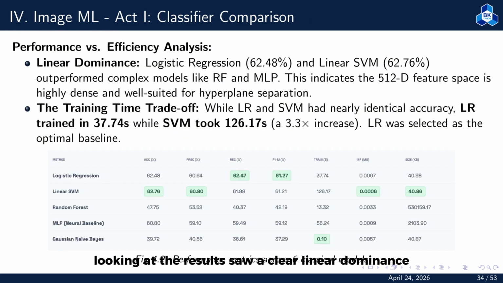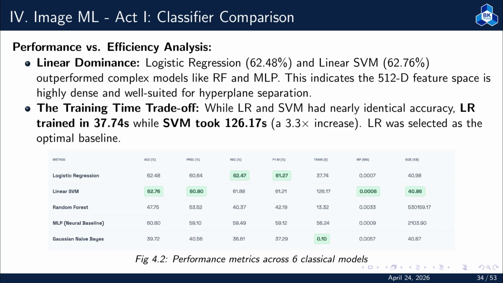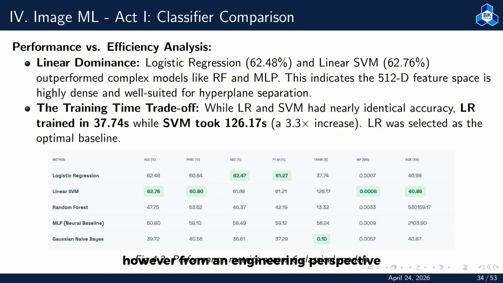Looking at the results, we saw a clear linear dominance. Logistic regression and linear SVM achieved nearly identical accuracies around 62.5%. The reasoning here is that deep features from ResNet are already highly structured, making them easy for linear hyperplanes to separate. However, from an engineering perspective, logistic regression was the clear winner, training 3.3 times faster than SVM while maintaining the same performance.